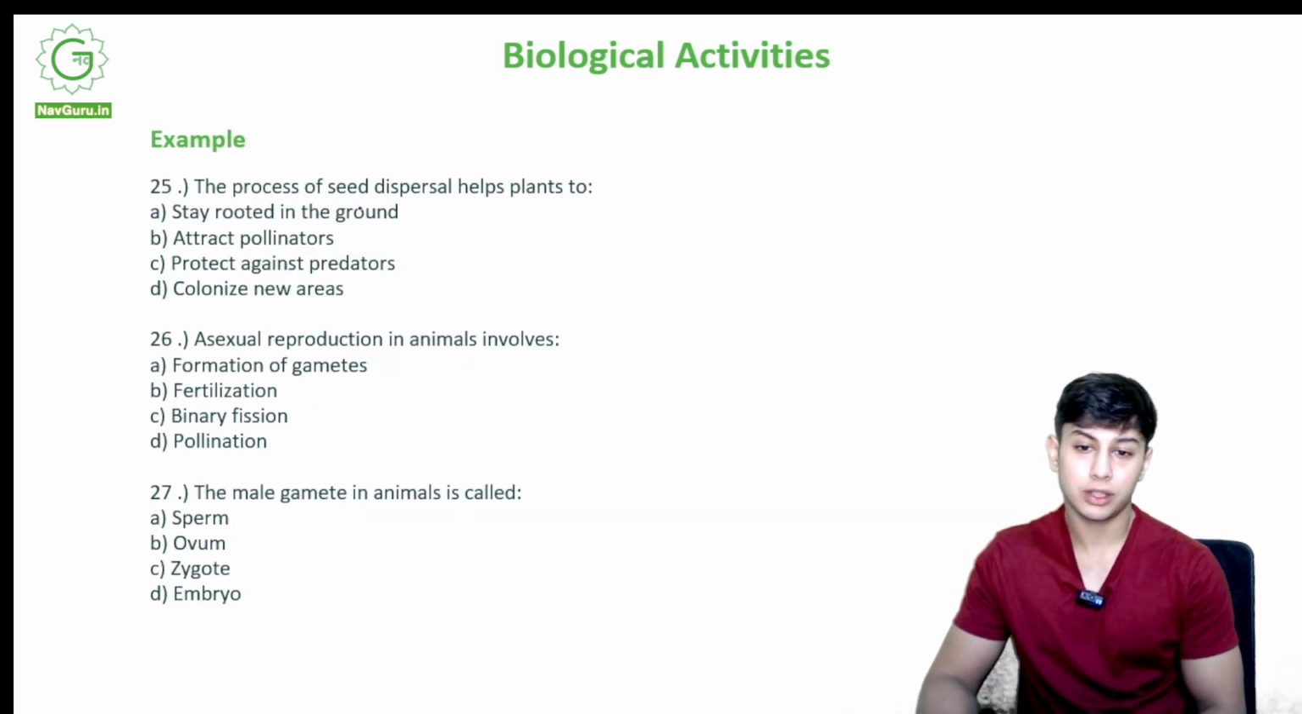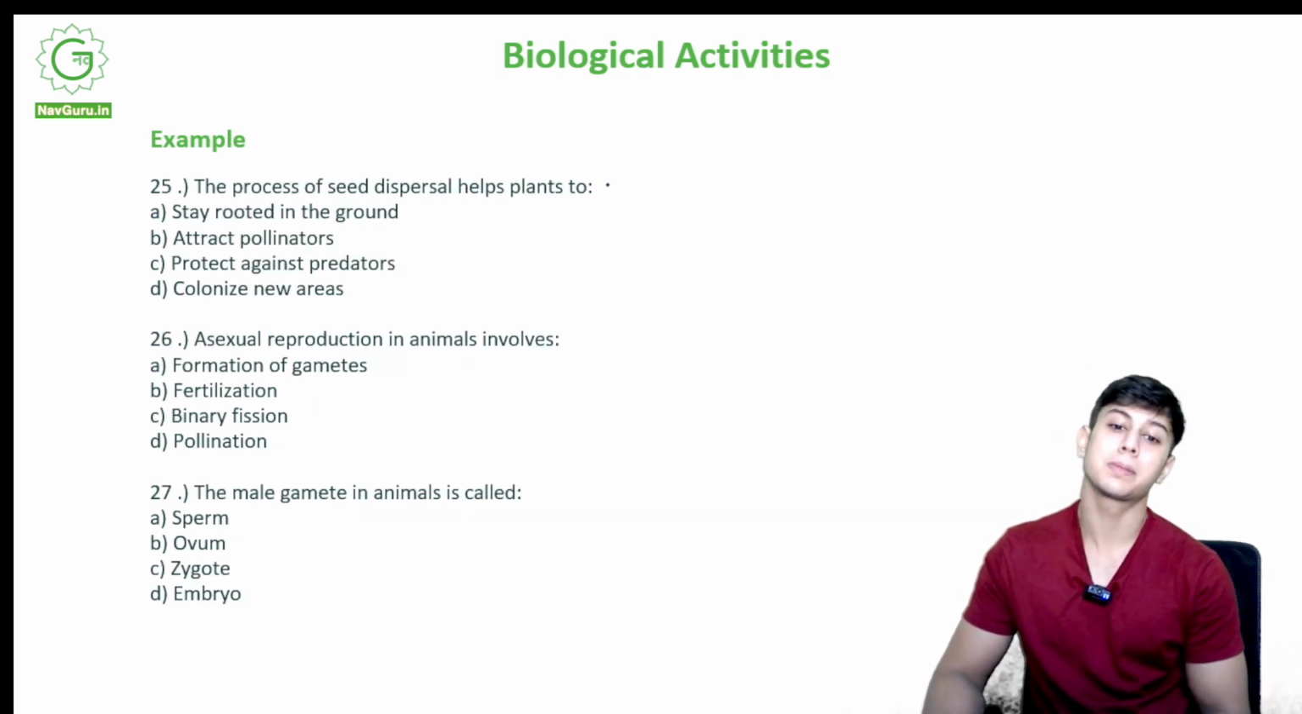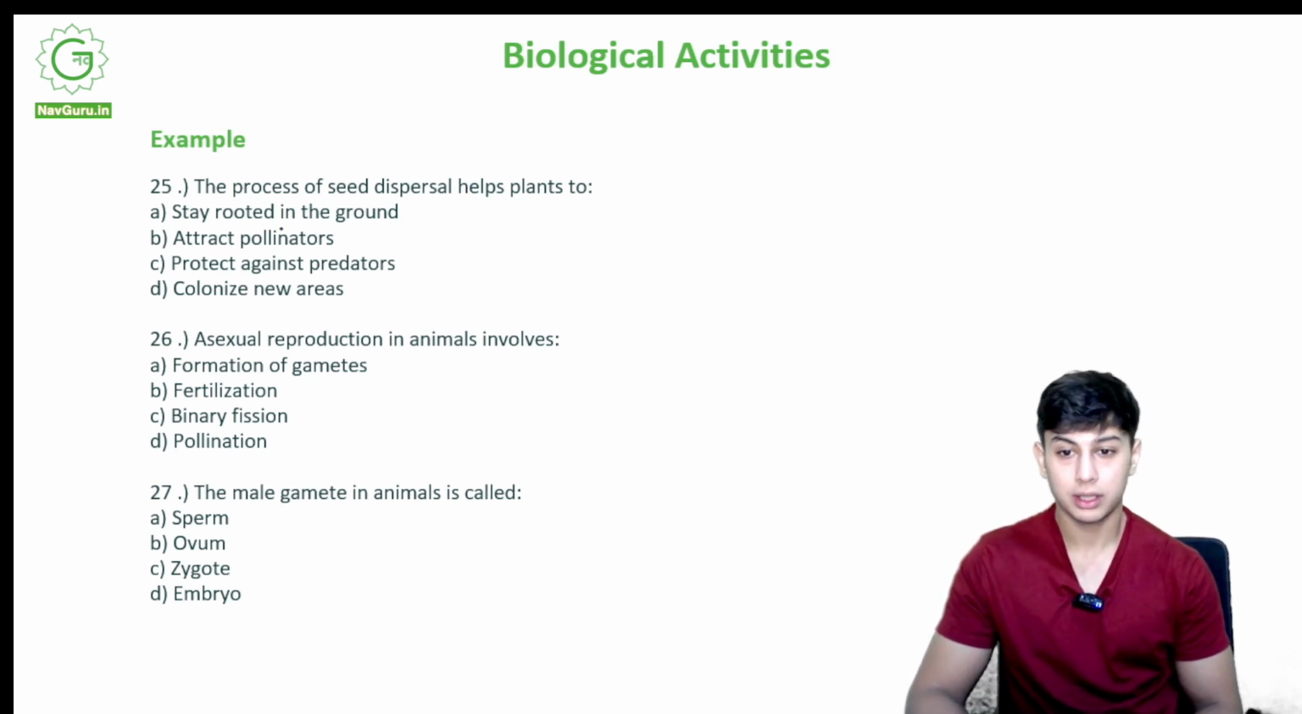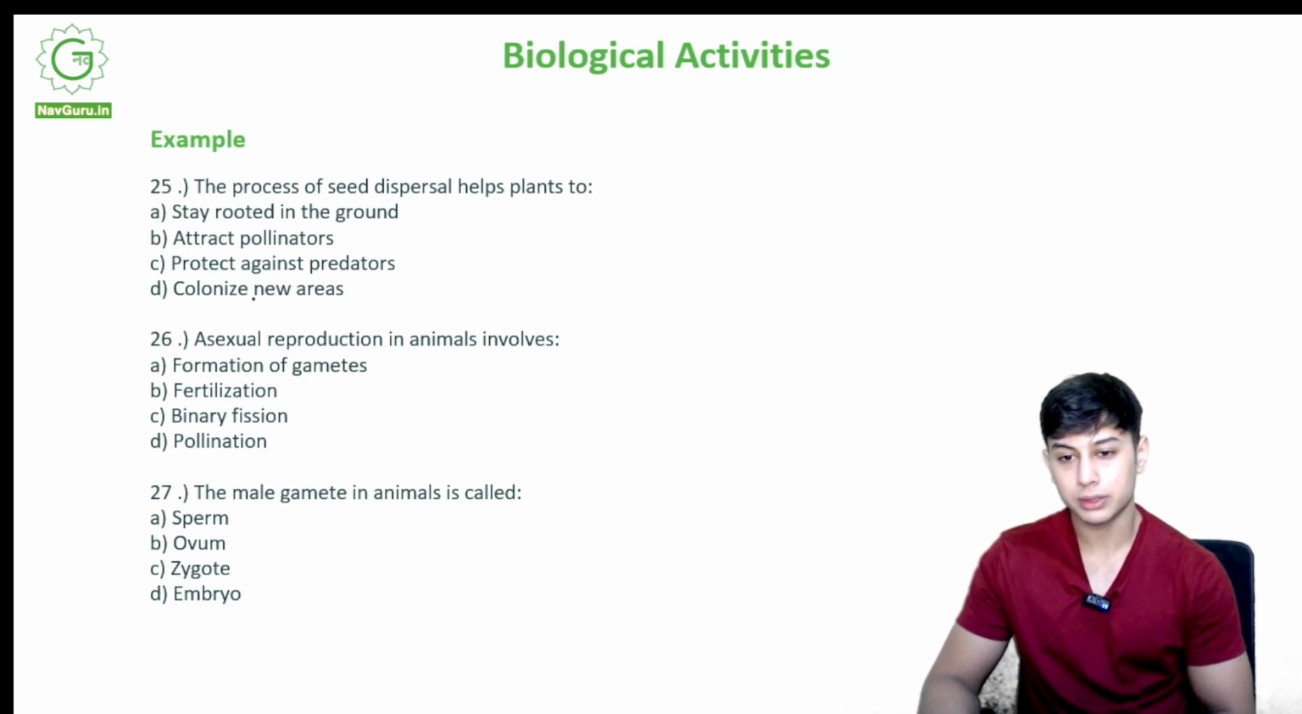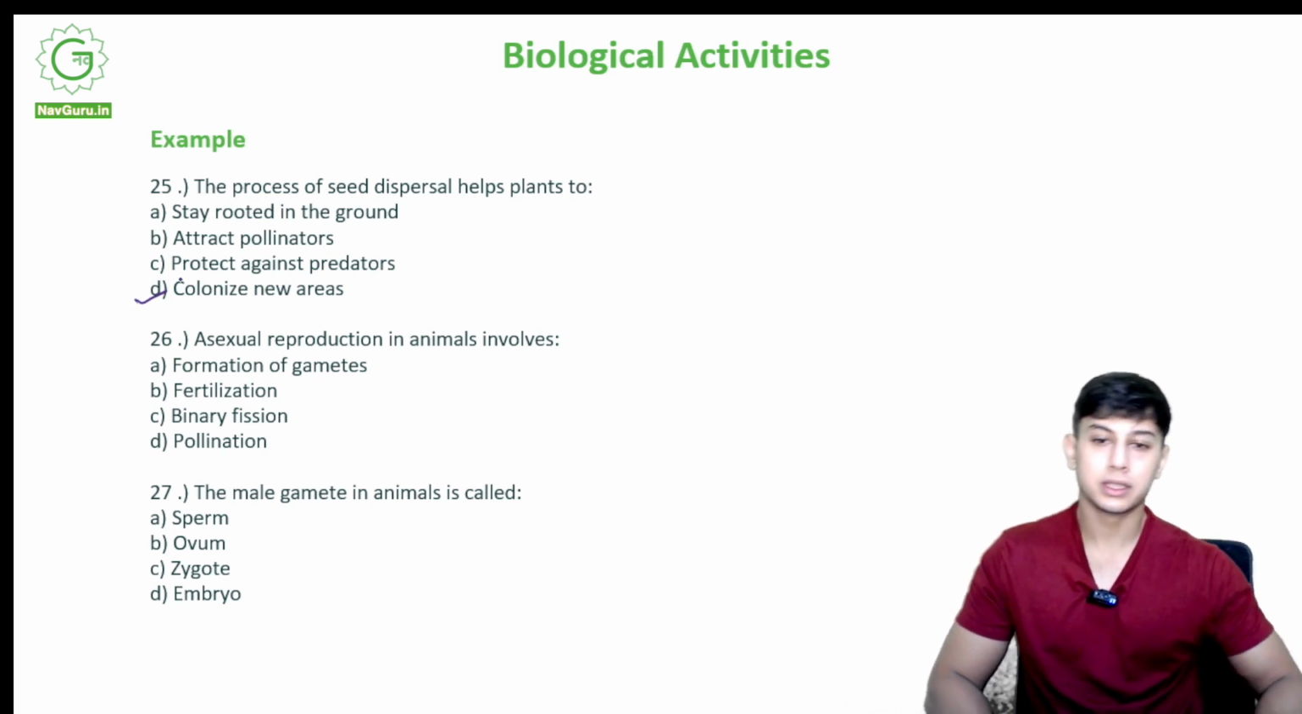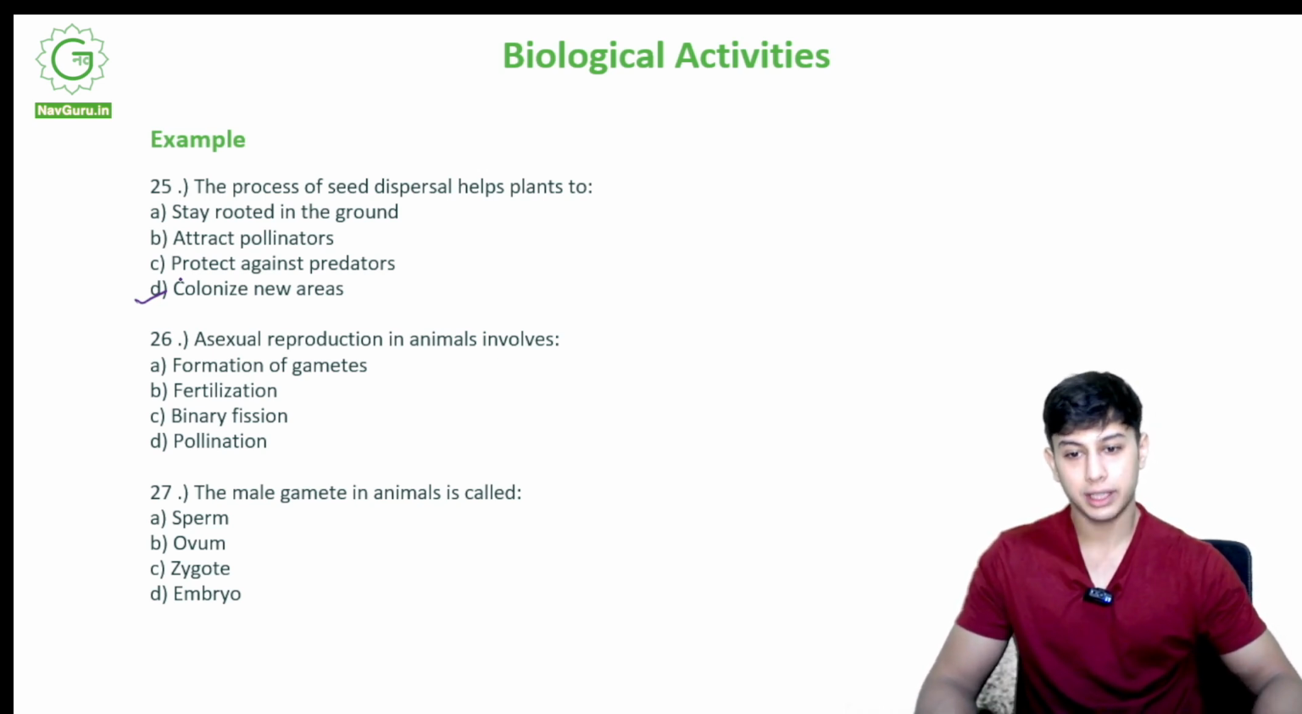The process of seed dispersal helps plants to what? Stay rooted in the ground, attract pollinators, protect against predators, colonize new areas. So the correct option is option D. Seed dispersal means flowing away of seeds from the plant so that it can reproduce, grow somewhere else, right?